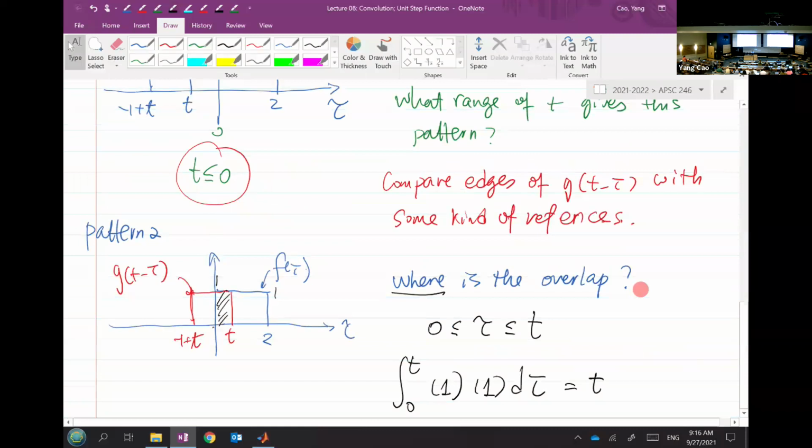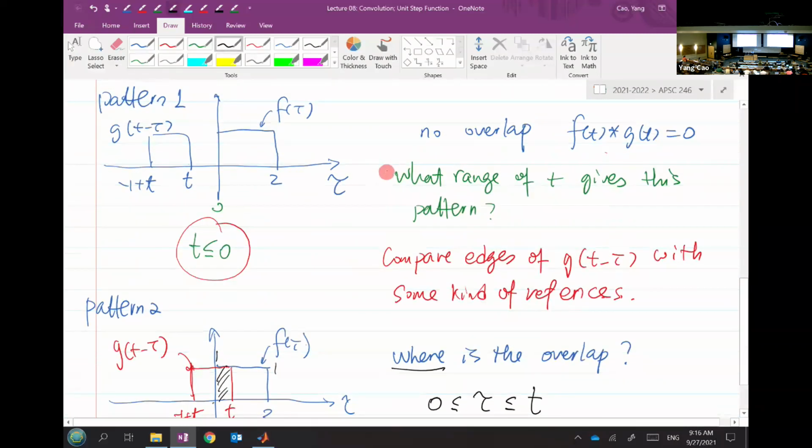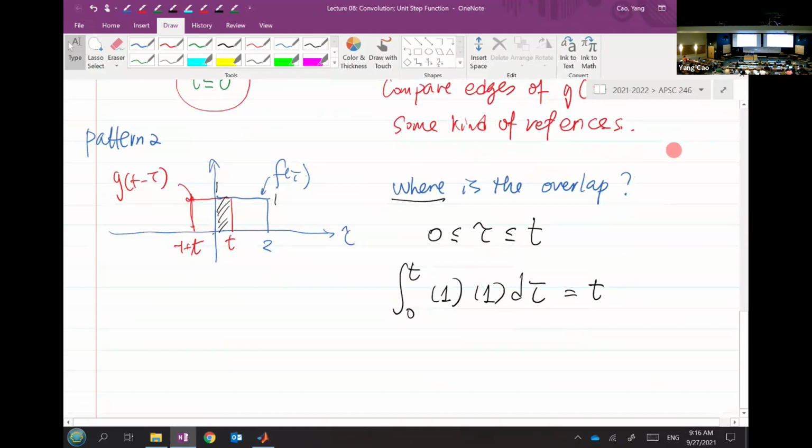And the next question, as we did in pattern number 1, is this question. What range of t gives this pattern? Because you're shifting t to the right, and there has to be a certain range of t that results in this pattern of overlap. So you've got to stick to the pattern, okay? The pattern here basically means one edge is on the left side and one edge is on the right side of this zero location. So basically this -1 plus t needs to be less than 0 and the other one needs to be greater than 0.